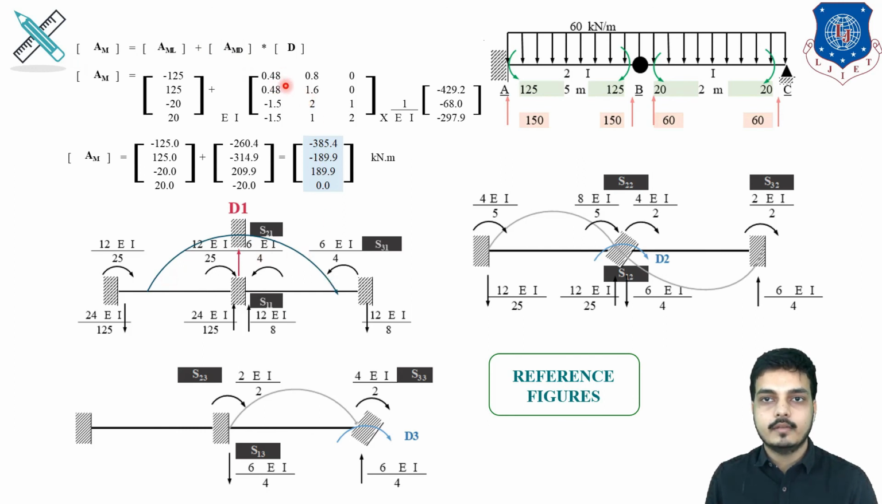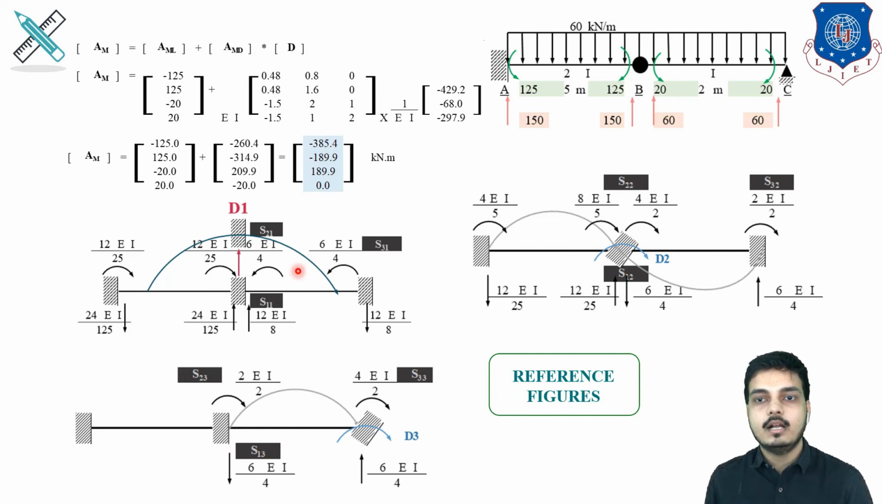So by this, we can find out column number 1. And for column number 2, refer to figure number 2. 4 by 5 is nothing but 0.8. Clockwise so positive. Clockwise 8 by 5 is 1.6. 4 by 2 is 2. And 2 by 2 is 1. And for column number 3, refer to figure number 3. 0 moment, 0 moment. 2 by 2 is nothing but 1. And 4 by 2 is nothing but 2. And this is the D value which we found out earlier. So now multiplying these two will give us this column, and then the summation of this will give my AM.